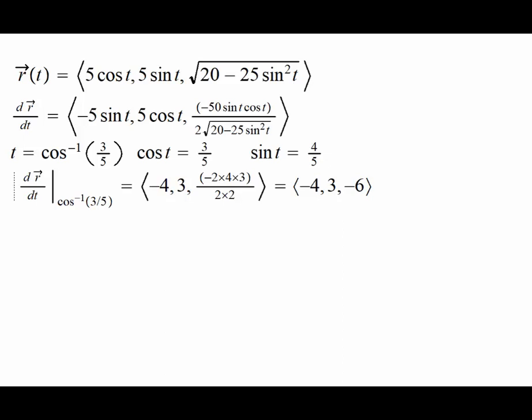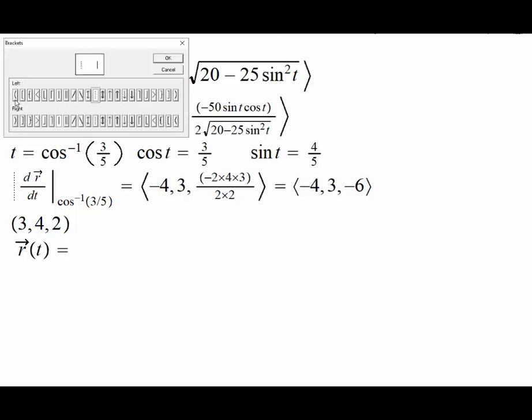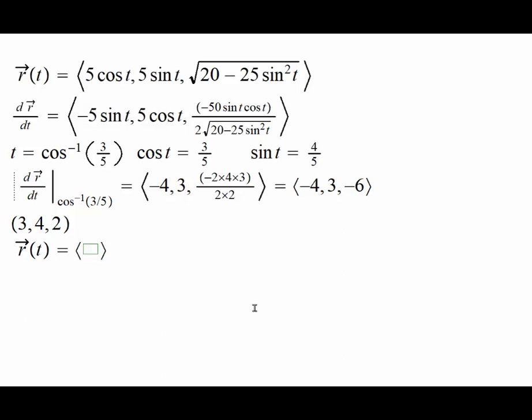Now we would like to find the tangent line at what was the point? 3, 4, 2, and the line is parallel to this vector. So an equation of the line, we can write that as a parametric equation, right? And that parametric equation would be 3 minus 4t, then 4 plus 3t. Yeah, so this is the vector along the tangent line, right? And then we have 2 minus 6t. So this will be an equation.